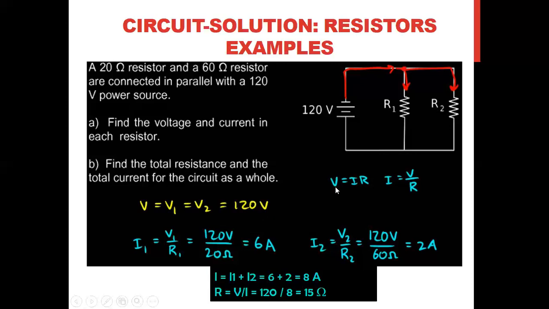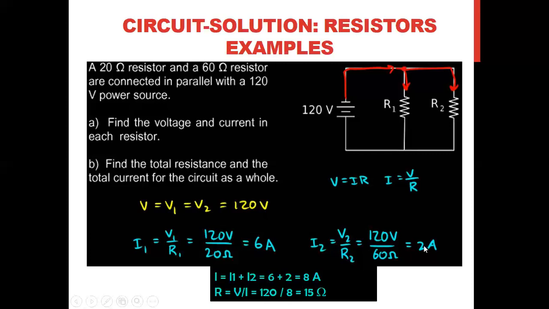We know Ohm's law, V equals IR. From there, I equals V divided by R. So we know the R1 value, we know the V. So we can find out the I1 for the path R1. So I1 equals V1 by R1, 120 by 20, 6 ampere. Whereas I2 equals V2 by R2, 120 by 60, 2 ampere.